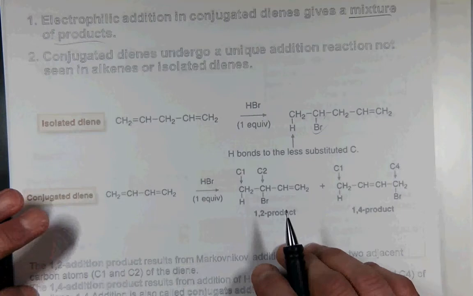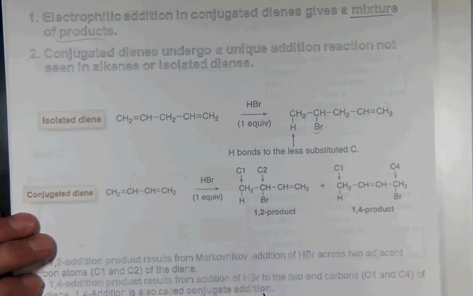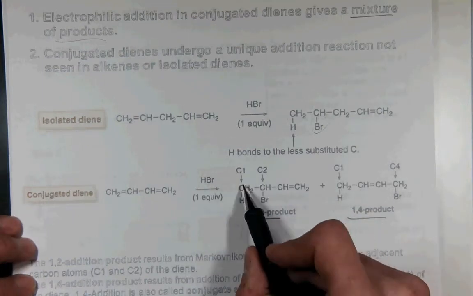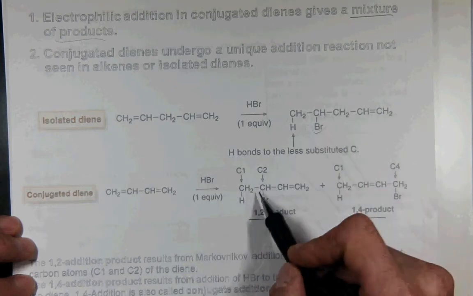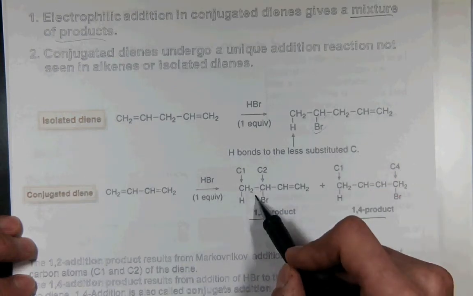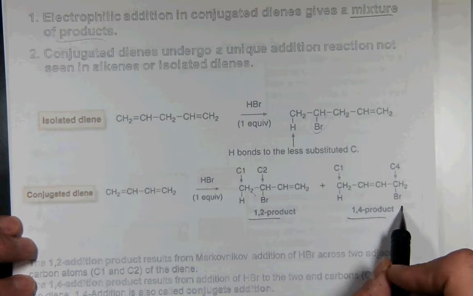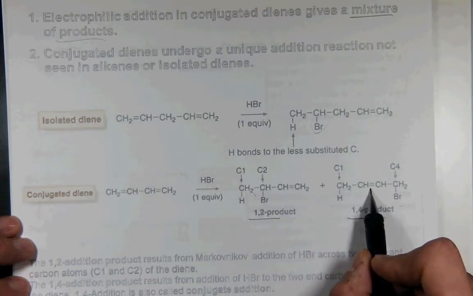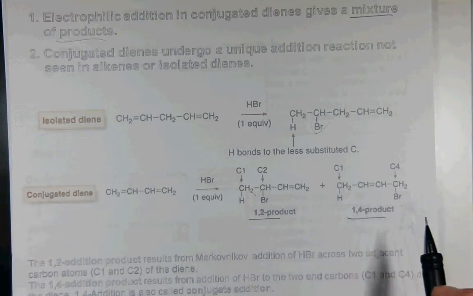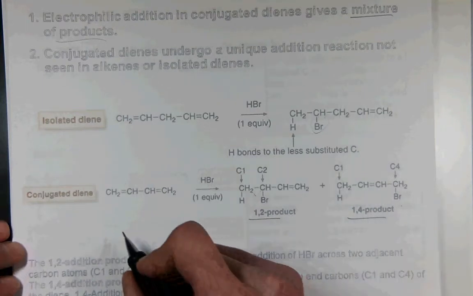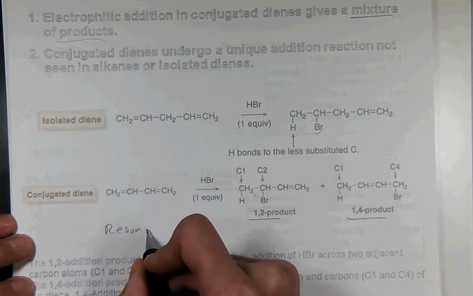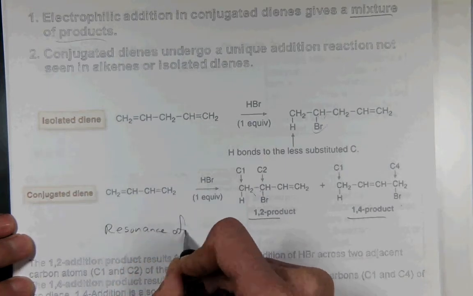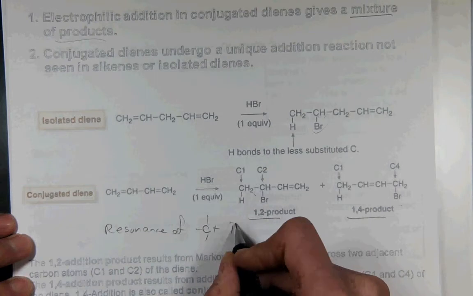With a conjugated diene, you get a mixture of products. You get the 1,2 product and the 1,4 product. So carbon 1,2, we just added across just as we did before. But you also get this goofy 1,4 product. Notice here the double bond has actually moved. The reason for this is the resonance of the carbocation intermediate.